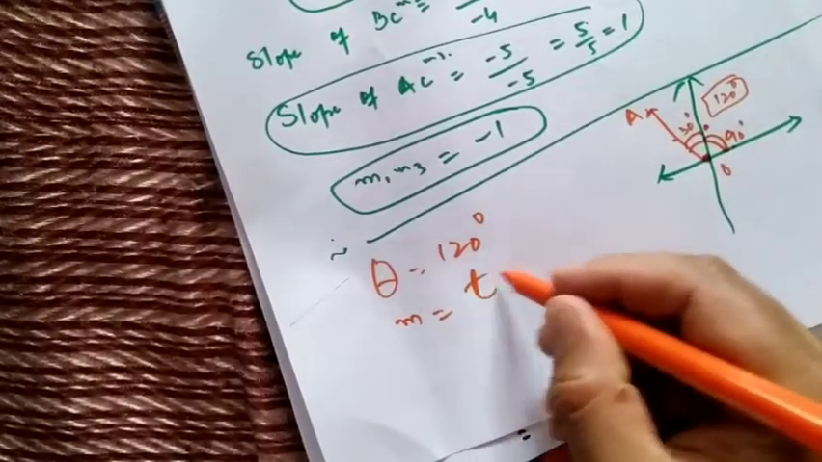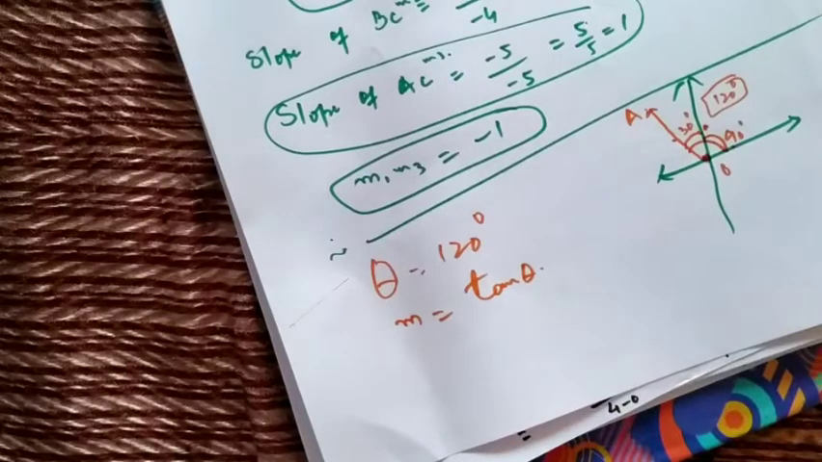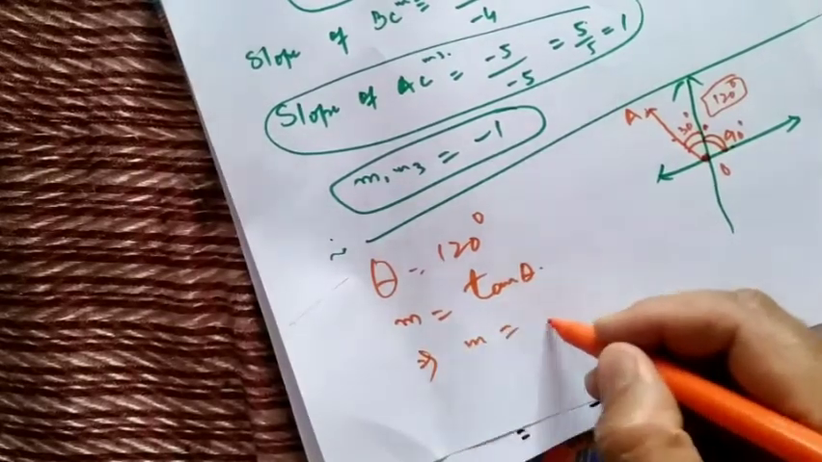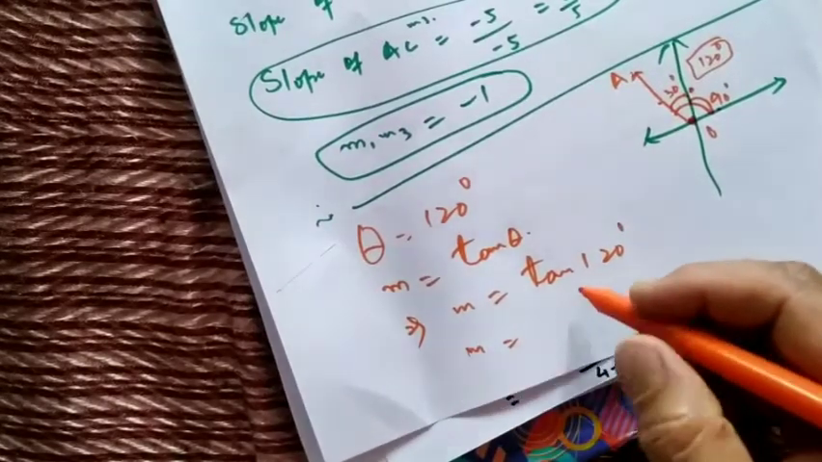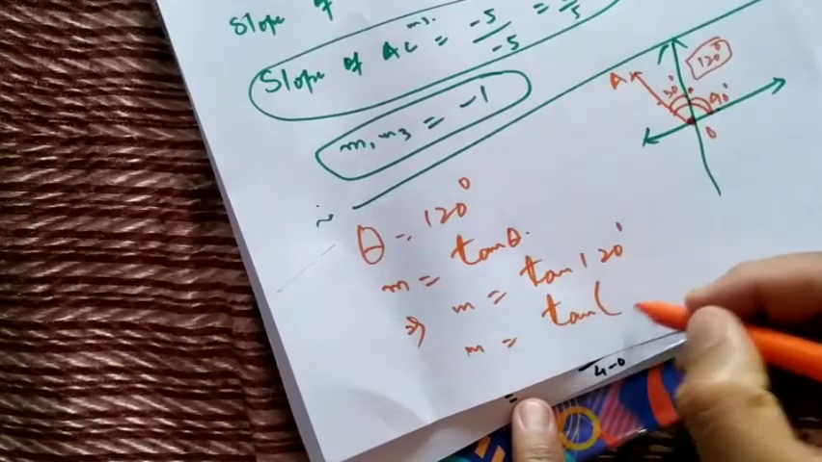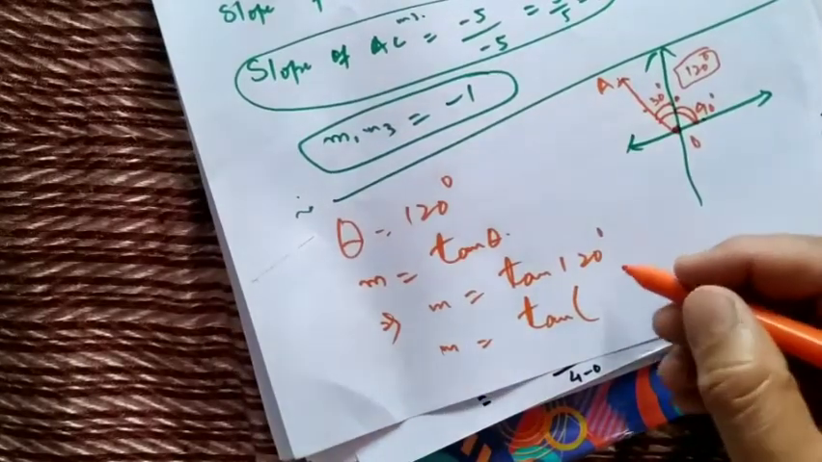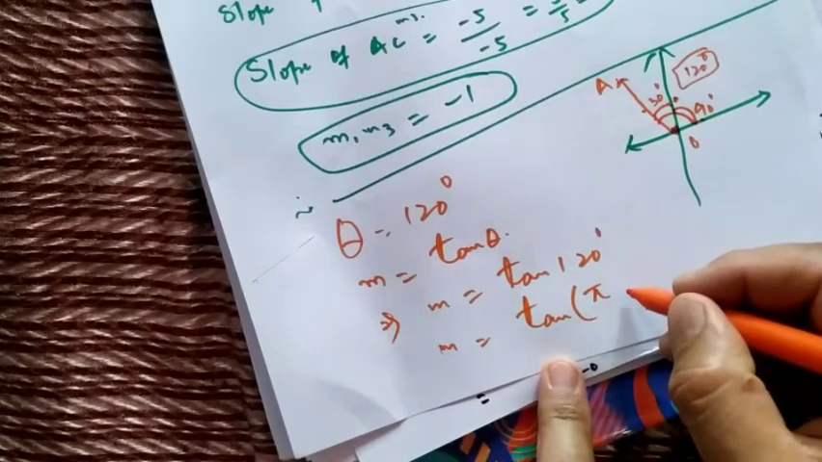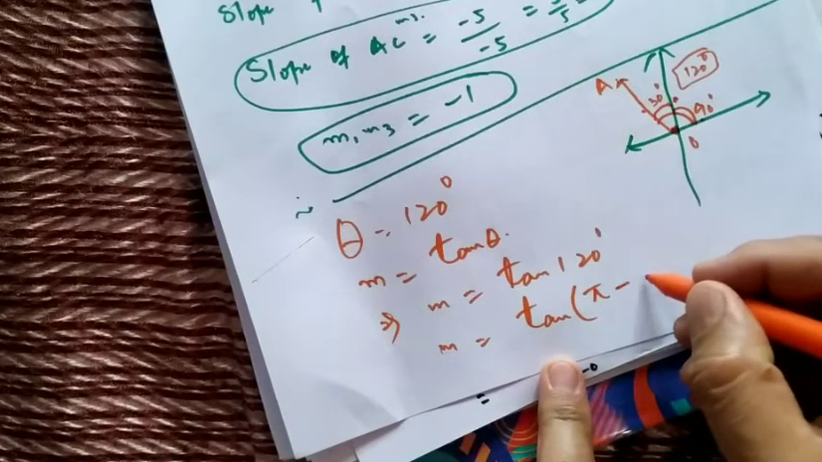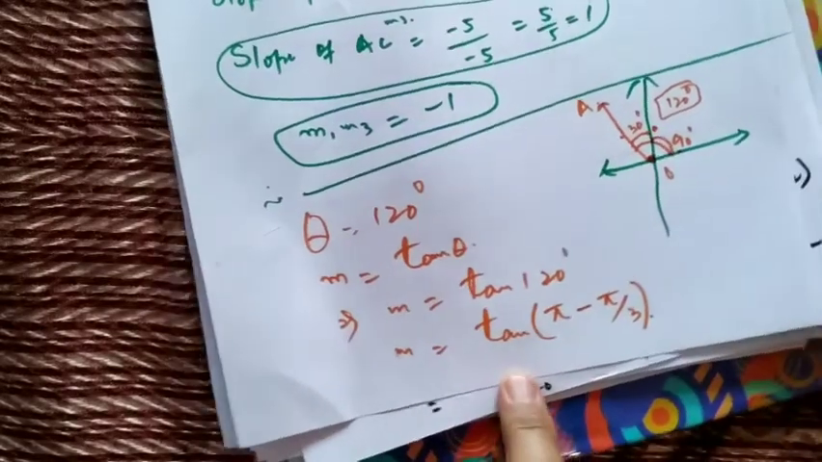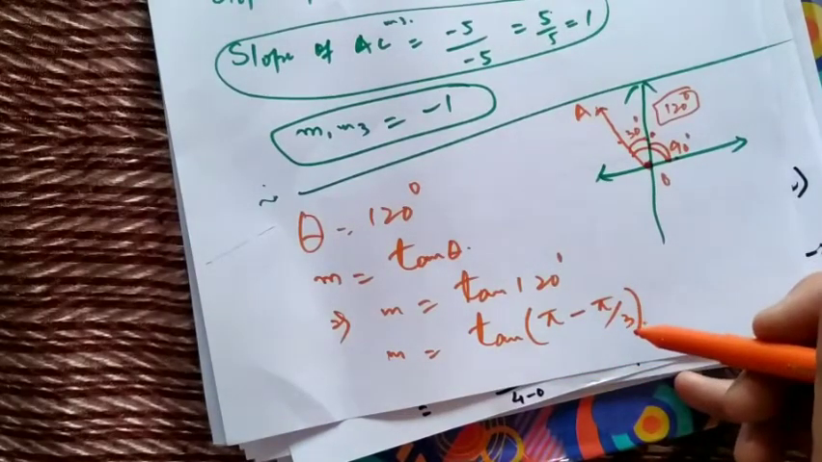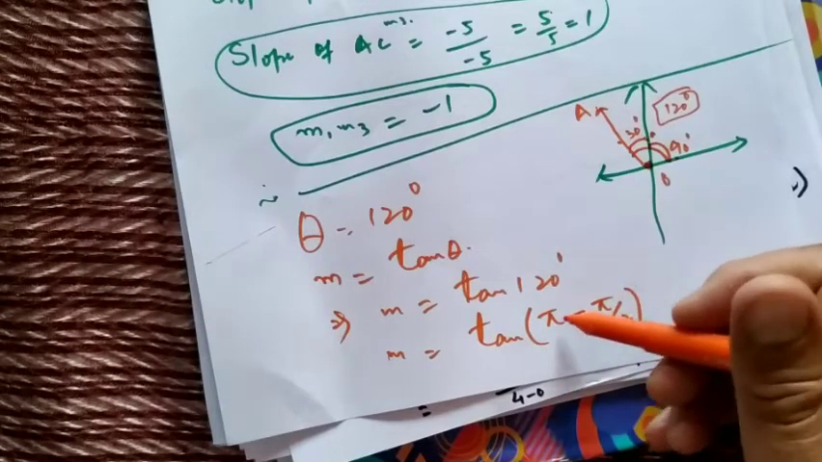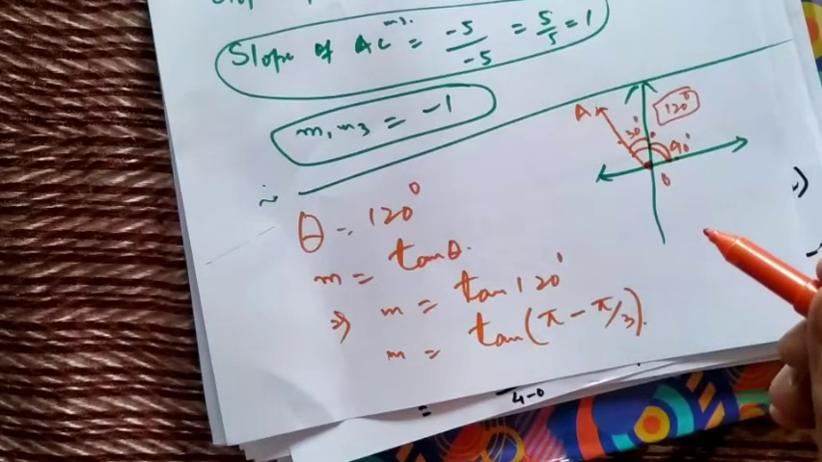So what will the slope be? You know that m is equal to tan theta. So the slope is m equal to tan of 120 degrees. Tan of 120 degrees can be written as tan of pi minus pi by 3. If you don't understand pi, beta, pi is 180 degrees and pi by 3 is 60 degrees, so 180 minus 60 is 120 degrees.